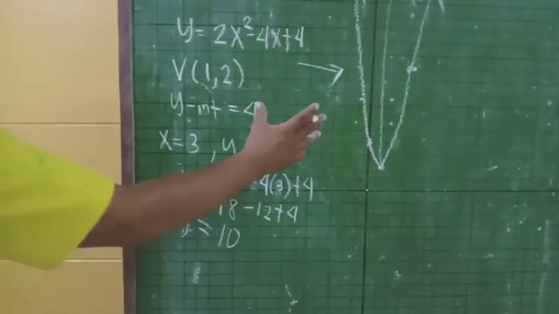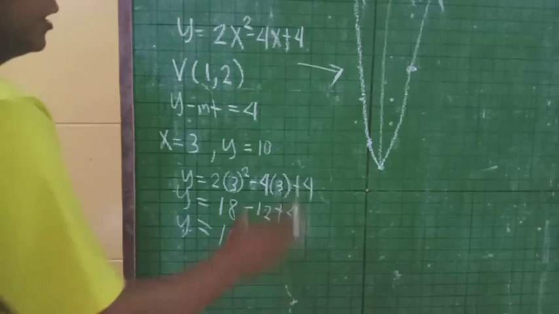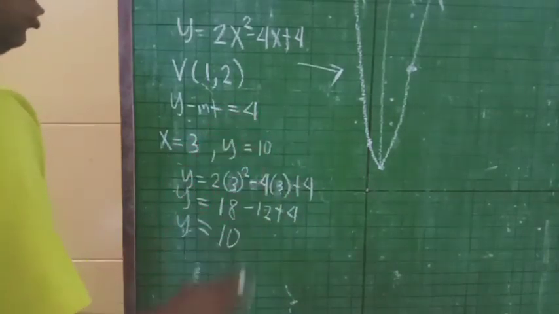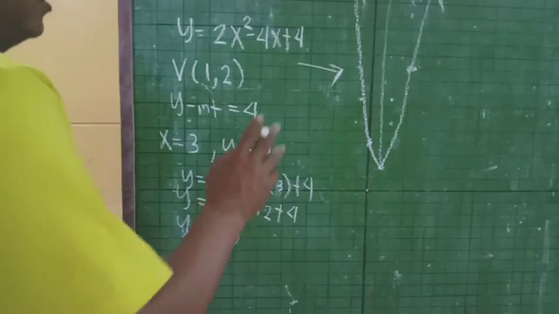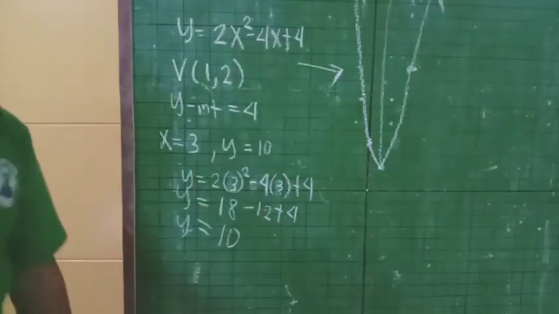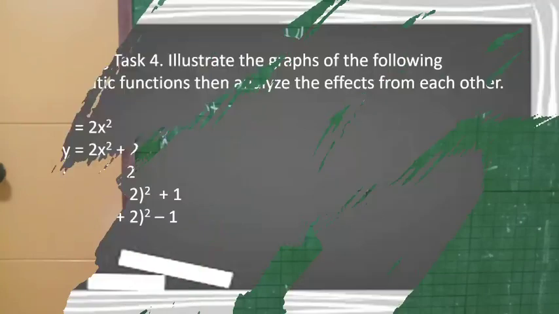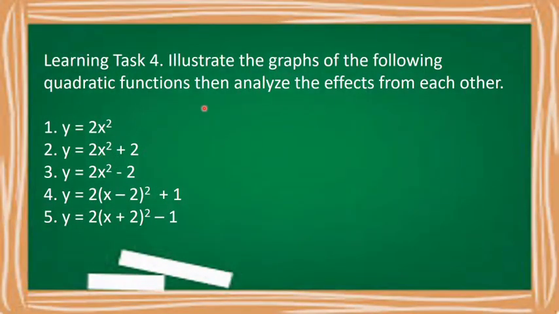So, diyan po matatapos yung lesson task 2 and 3. Mamaya is yung comparison sa learning task 4 using the graph. In learning task 4, illustrate the graphs of the following quadratic function, then analyze the effects from each other. Okay? So we will have to graph this and find the vertex of every example that we have, and we will have to analyze the effects from each other.